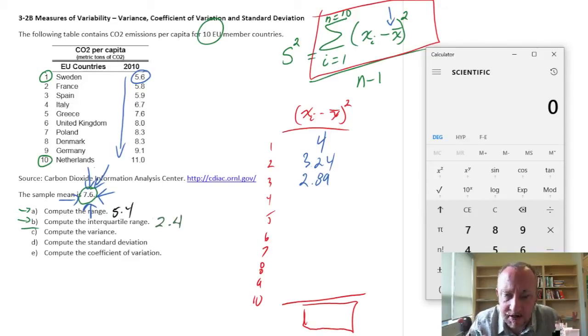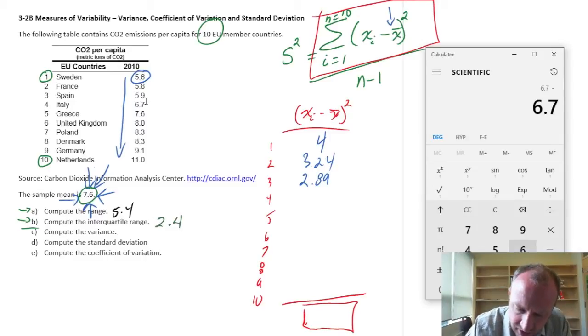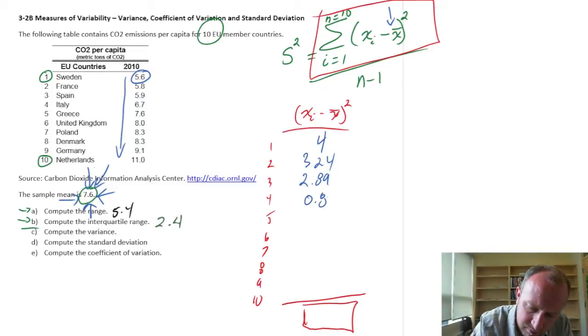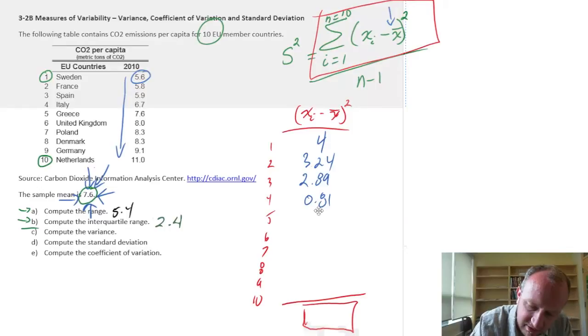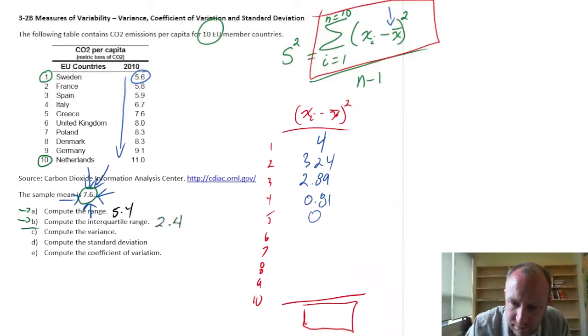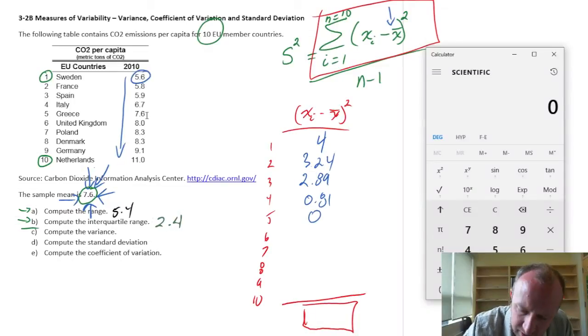So just take your time, as long as you've got time to spare on an exam or whatever you're working on. Okay, I'm at 6.7 here. 6.7 minus 7.6, 81. So while I can do that one in my head, that one's going to be 0.8.